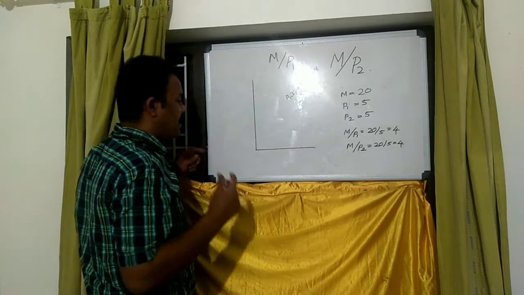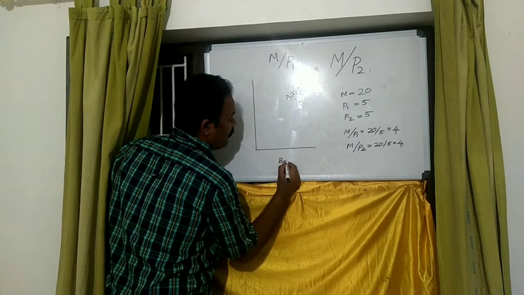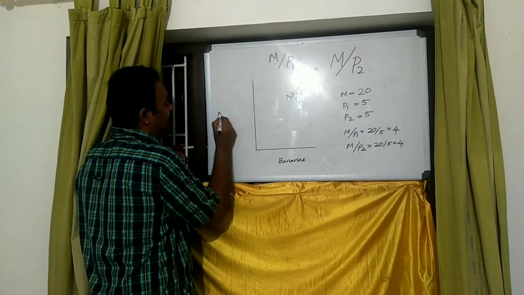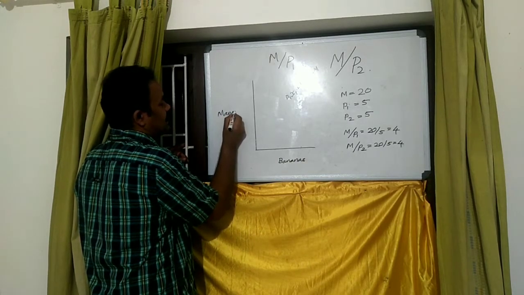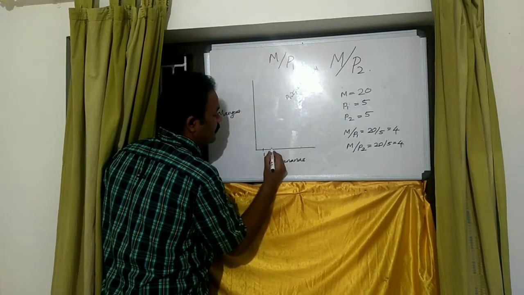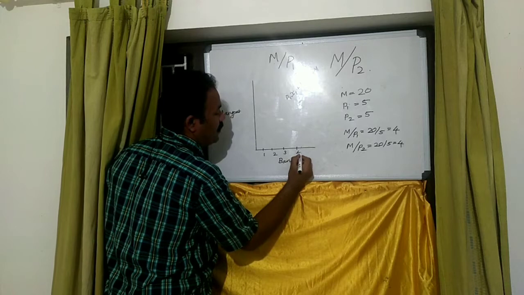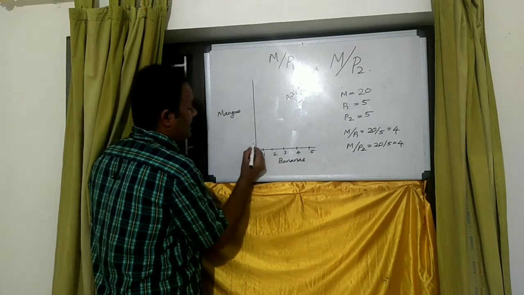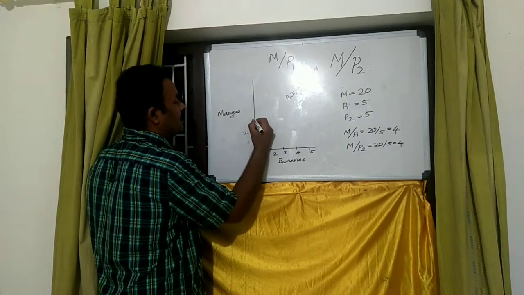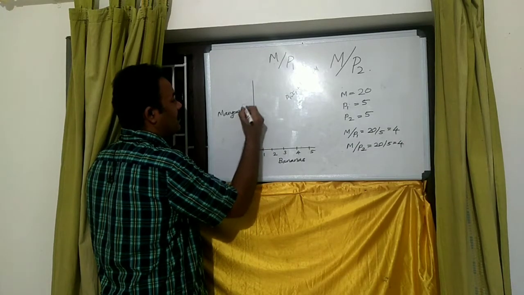Then we can mark here. Here, the first commodity we can take as bananas, and the second one we can take as mangoes. And we can mark here 1, 2, 3, 4, 5. Here also we can mark 1, 2, 3, 4, 5.